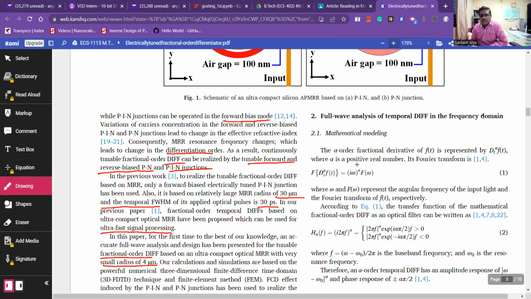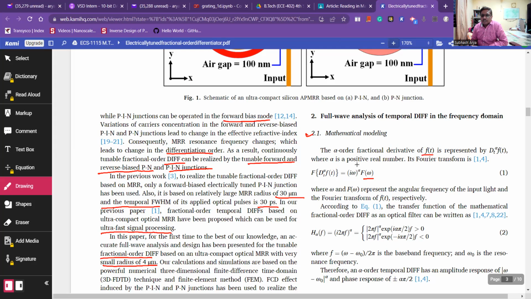So here, mathematical modeling. The alpha order fractional derivative of f(t) is represented by d^alpha/dt^alpha of f(t), where alpha is a positive real number. Its Fourier transform is the Fourier transform of d^alpha/dt^alpha. f(t) is a function, and we are taking the alpha order fractional derivative. So the derivative is (i omega)^alpha F(omega). Here omega and F(omega) represent the angular frequency of the input signal and the Fourier transform of f(t), respectively.